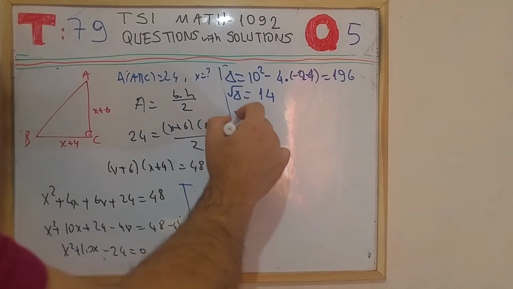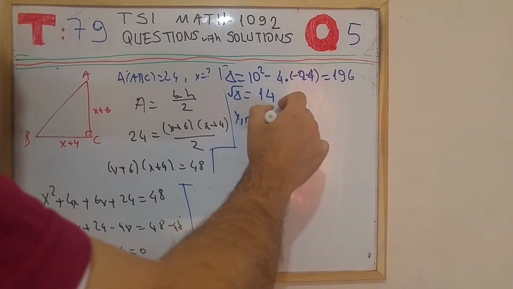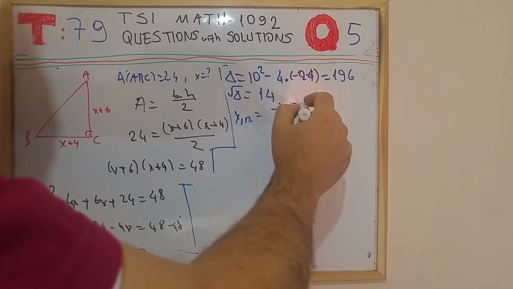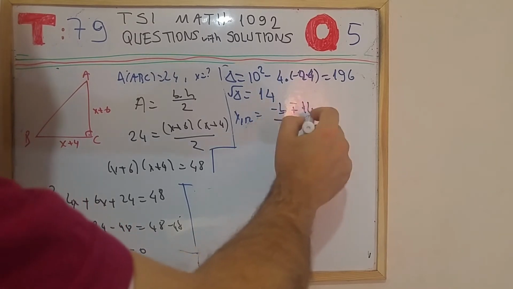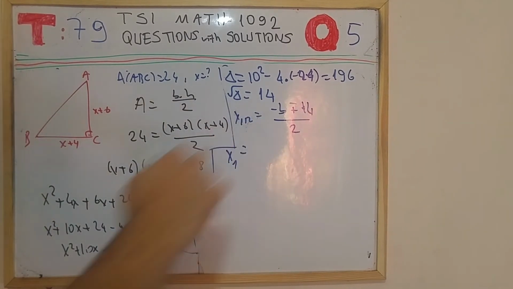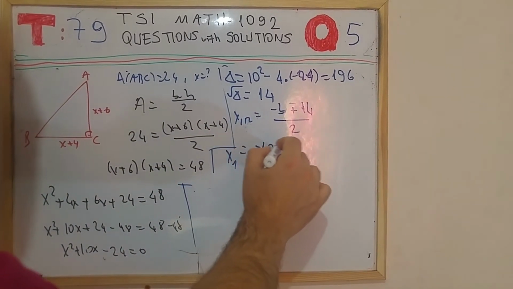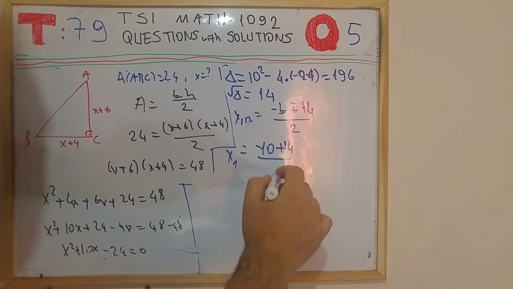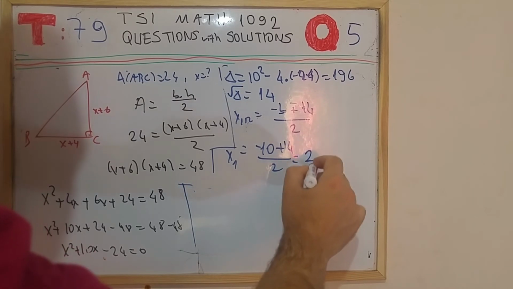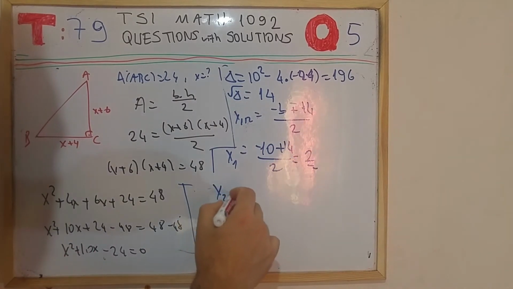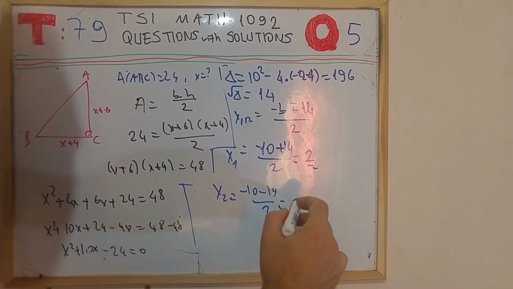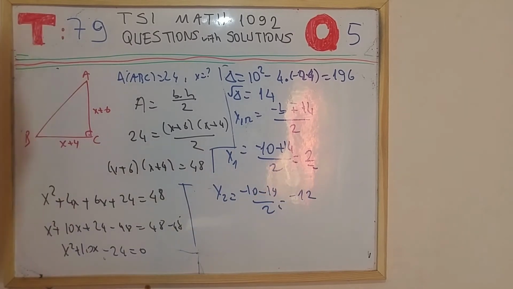So x1,2 is equal to minus b plus or minus square root of delta over 2. x1 is equal to minus 10 plus 14 over 2, that is equal to 4 over 2, which is 2. And x2 is equal to minus 10 minus 14 over 2, minus 24 over 2, that is equal to minus 12.